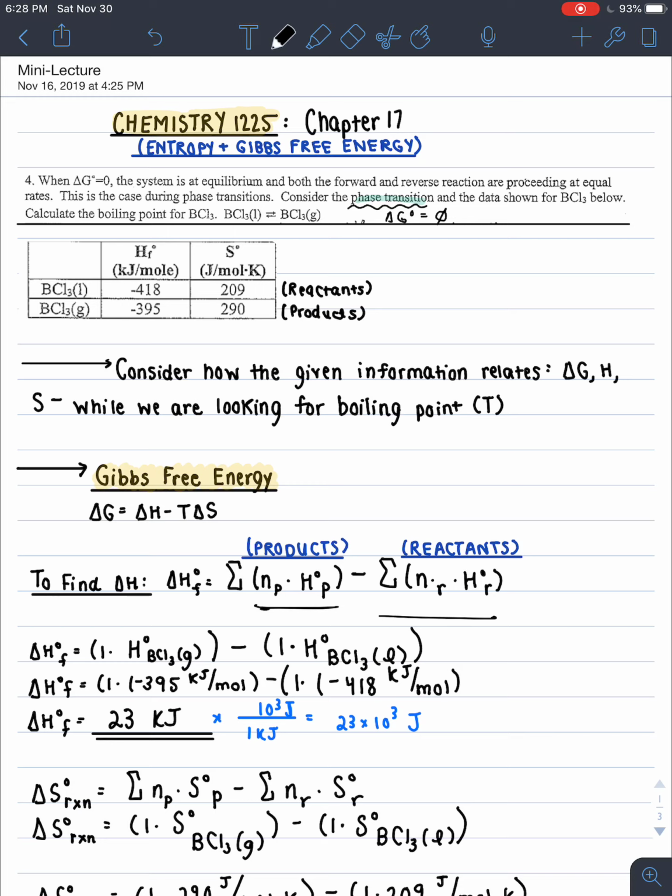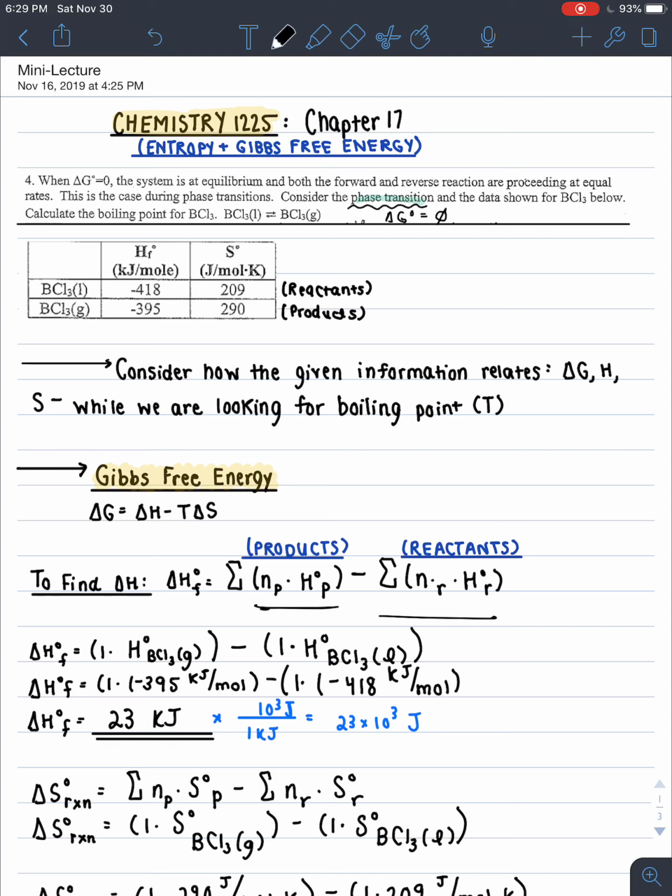Luckily for us, there's an equation that integrates all this information, also known as the Gibbs free energy, which is delta G equals delta H minus T delta S. We already know that delta G is going to be 0 because the problem told us we're in a phase transition, but we have to be a little bit careful.